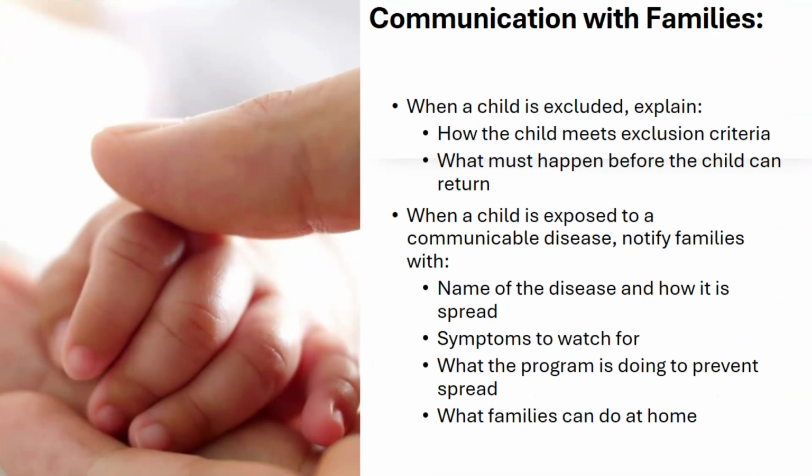Clear communication with families is a critical part of supportive healthcare. When a child is excluded, programs should provide written documentation that explains why and what needs to happen before the child can return. When children are exposed to a communicable disease, families must be notified with information about the illness, how it spreads, and what to watch for at home.